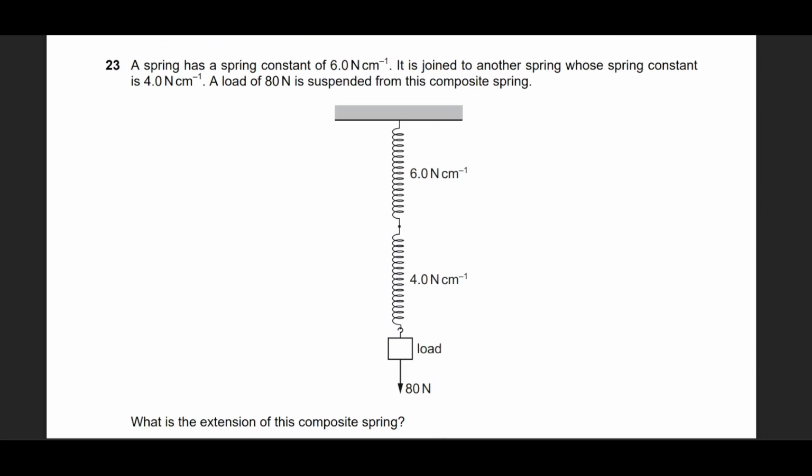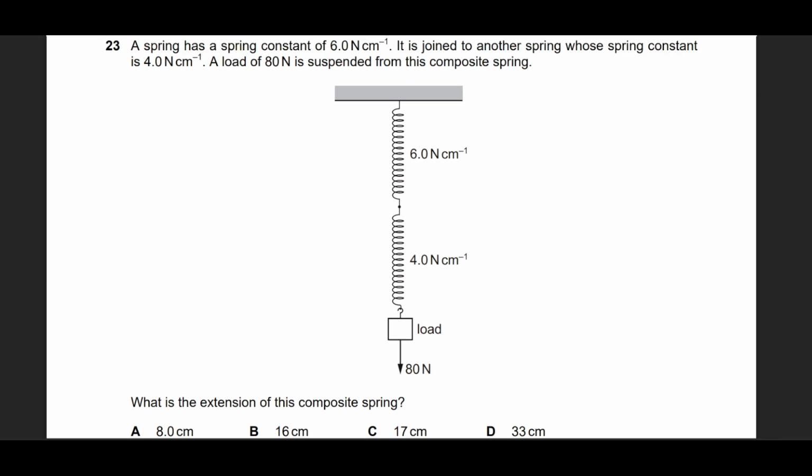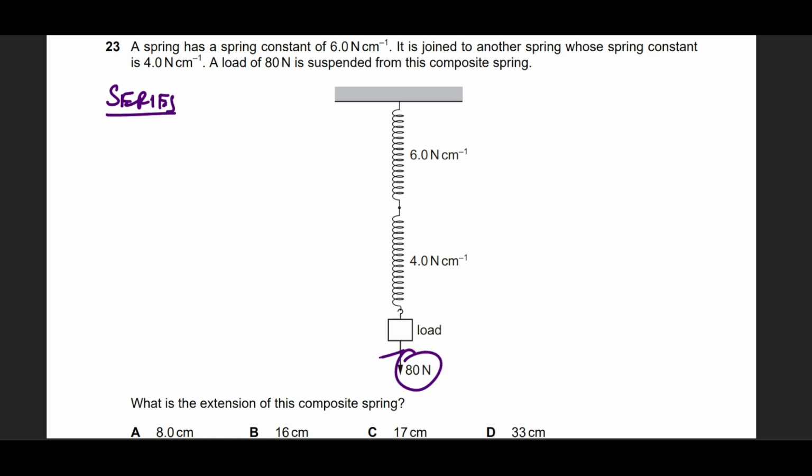Now question number 23 requires a bit of an understanding. He says spring constants are given, a weight of 80 newtons is given. He says what's the extension? You see, this is actually a series configuration of the springs. To visualize, this 80 newtons is being experienced by this spring and this spring collectively, right? So 80 newtons is being supported by both springs individually or independently.